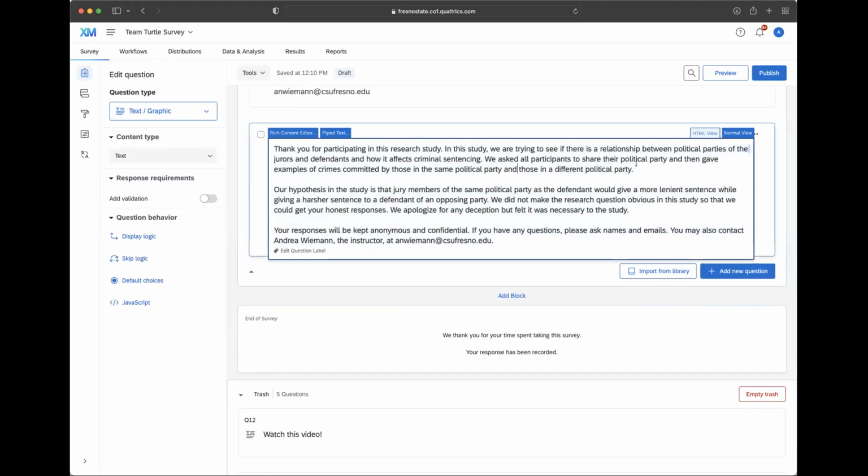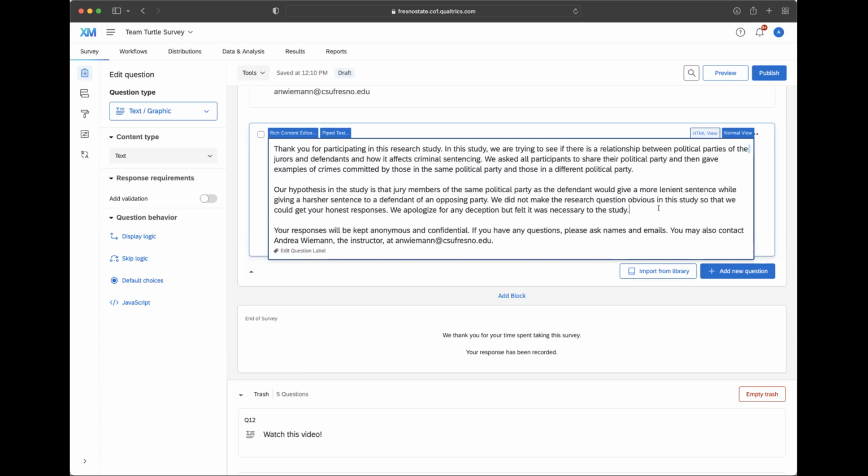So what we asked participants to do. Our hypothesis in the study, so they included what they expected to find. And then it also says we did not make the research question obvious in this study so that we could get your honest responses. We apologize for any deception, but felt it was necessary to the study. So a lot of you don't really have deception. You just weren't very clear about the research.